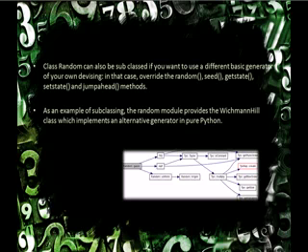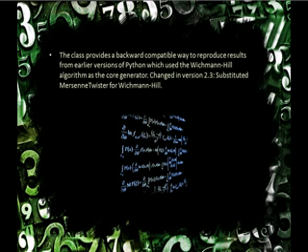As an example of subclassing, the random module provides the WichmannHill class, which implements an alternative generator in pure Python. The class provides a backward compatible way to reproduce results from earlier versions of Python, which used the Wichmann-Hill algorithm as the core generator.